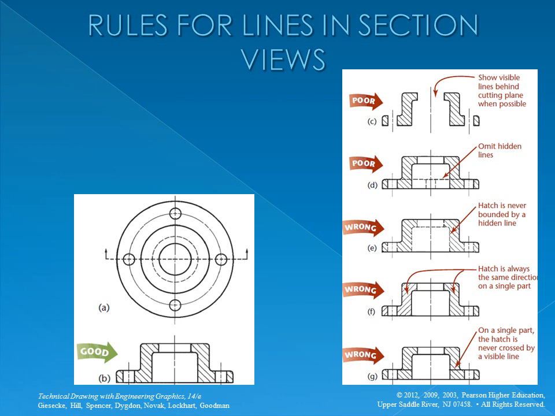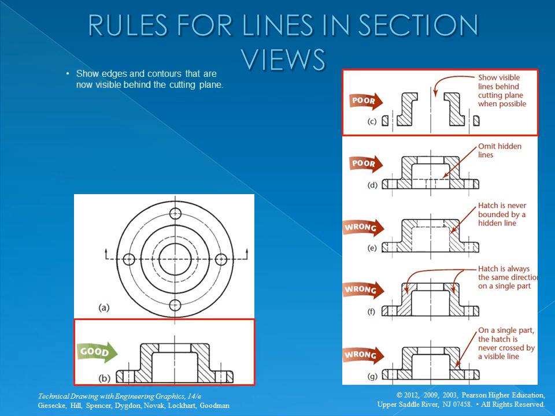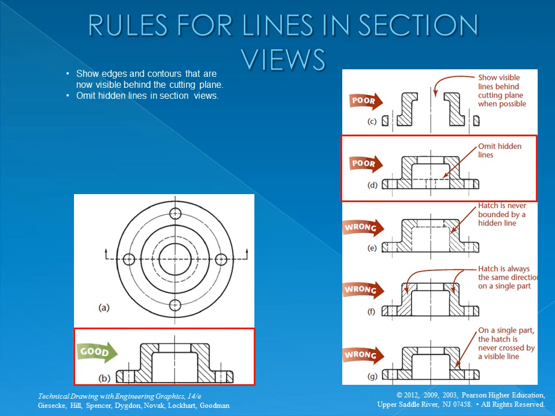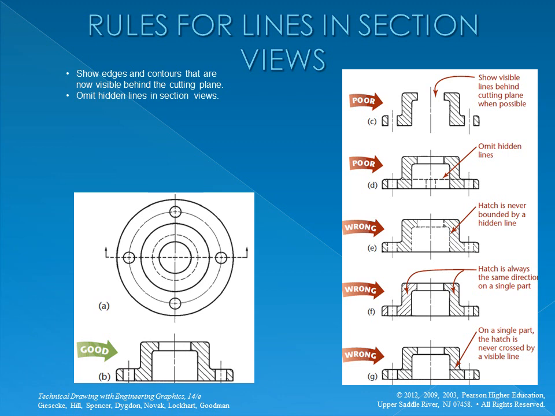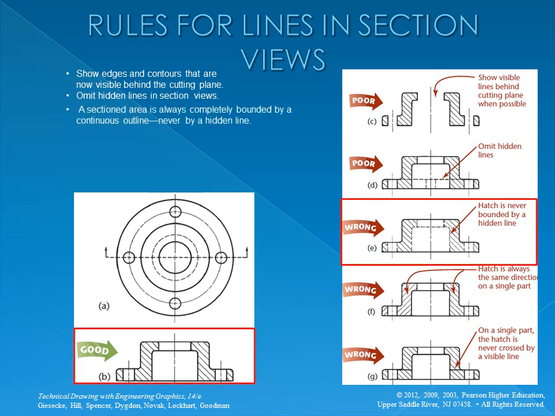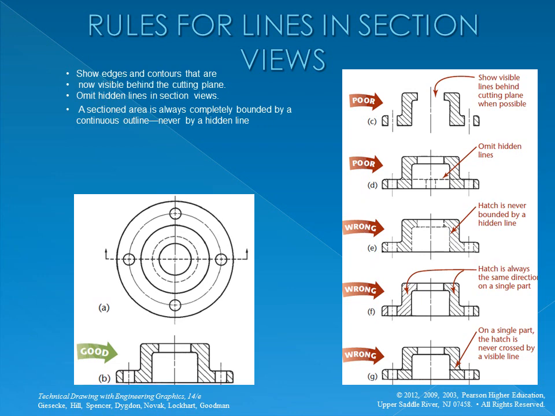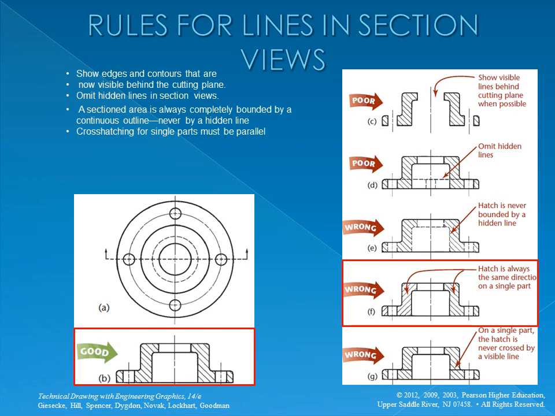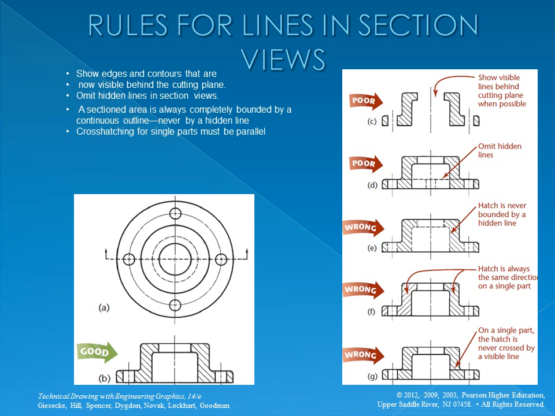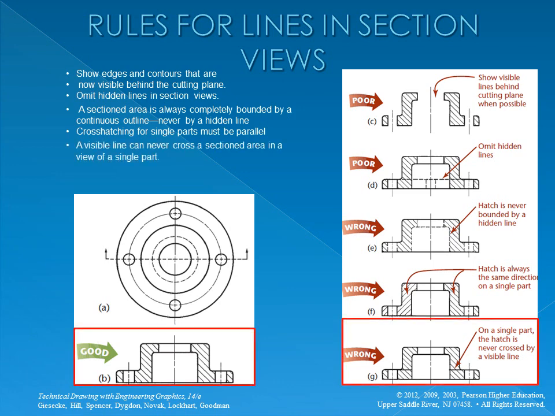The rules for representing lines in a section view are: show the edges and contours which are now visible behind the cutting plane, and omit hidden lines in section views except in rare cases when they may be necessary for clarity. A section area is always completely enclosed by solid, unbroken lines. In a section view of an object, the section lines in all hatched areas for the object must be parallel, and visible lines can never cross sectioned areas in a view of a single part.